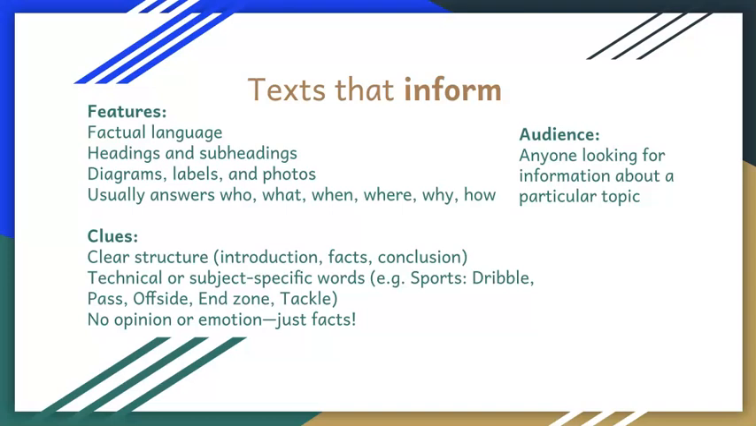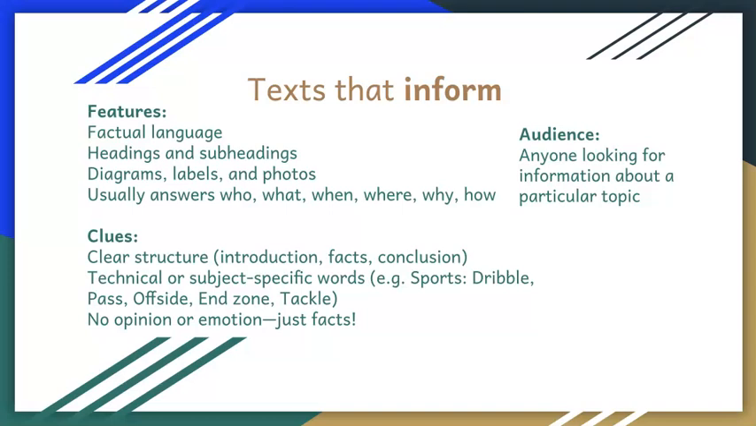Texts that inform usually have factual language, so their language is backed up by researched information. They usually have headings or subheadings, diagrams, labels or photos, and they usually answer the questions who, what, when, where, why, and how. To look for clues, they usually have a clear structure, so they usually have an introduction, they'll point out all of the facts, and they'll restate what they're saying in a conclusion.